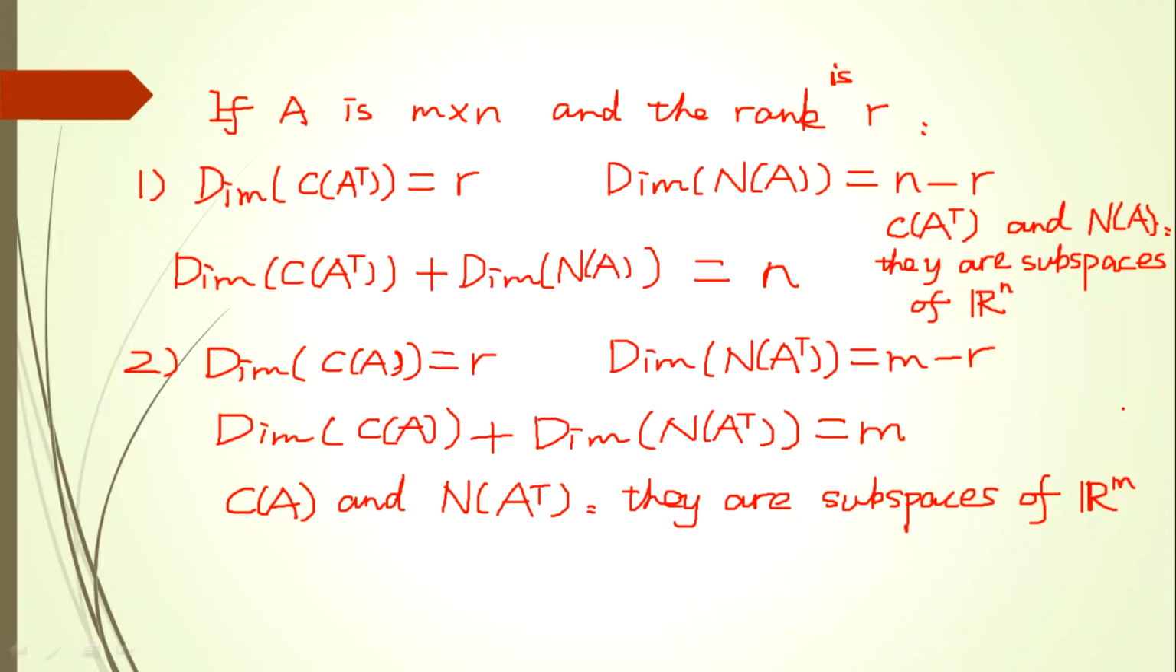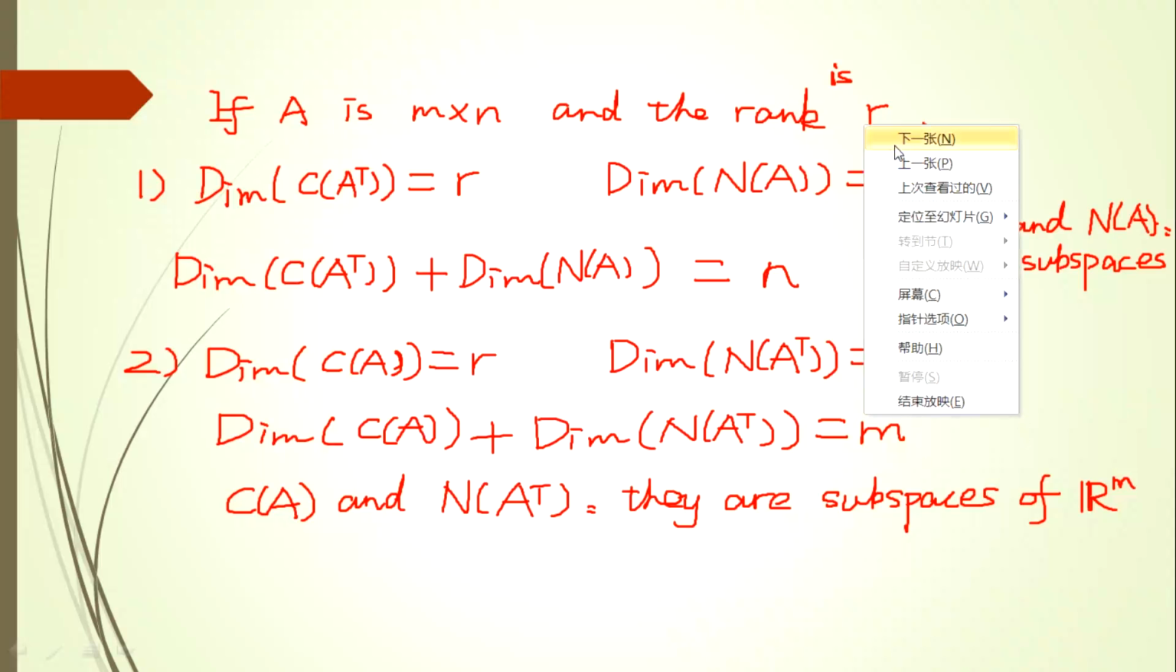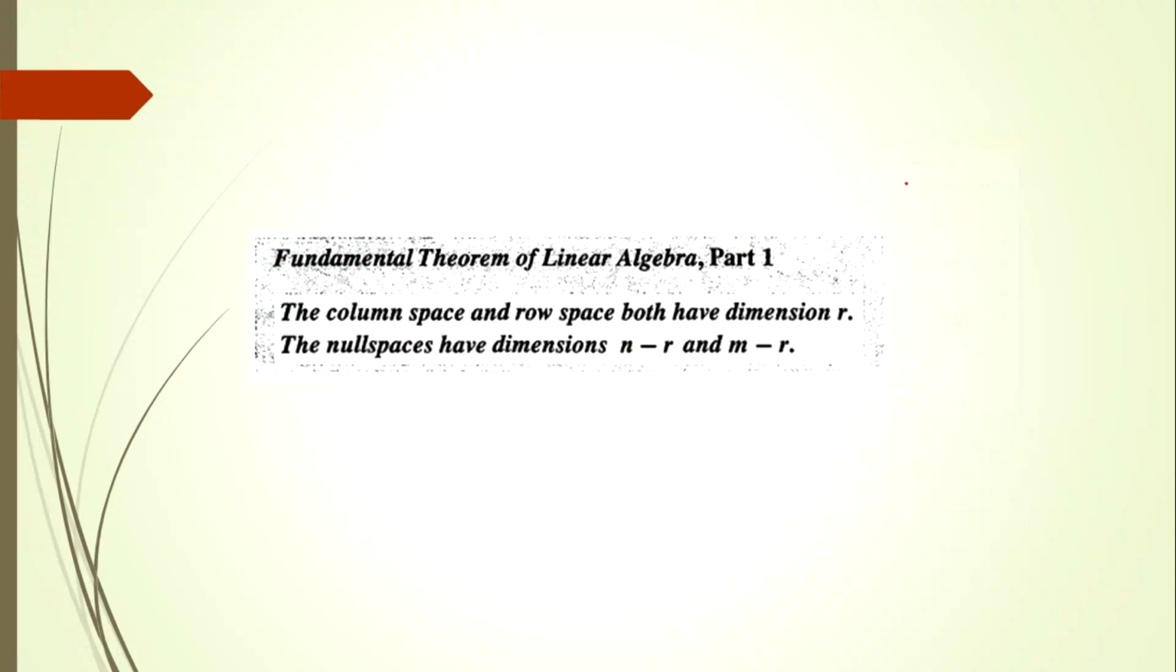So have you finished the note? Actually, this is the fundamental theorem of linear algebra part 1. The column space and the row space both have dimension r, which is the rank, okay. The null spaces include the null space and the left null space. This is the null space dimension, n minus r. And m minus r is the left null space.